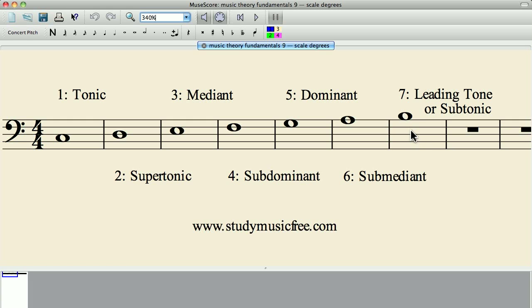Okay, so hopefully that was a good introduction to scale degrees.